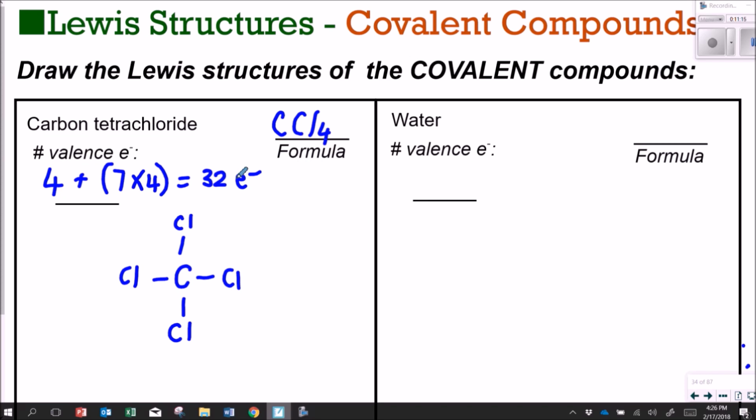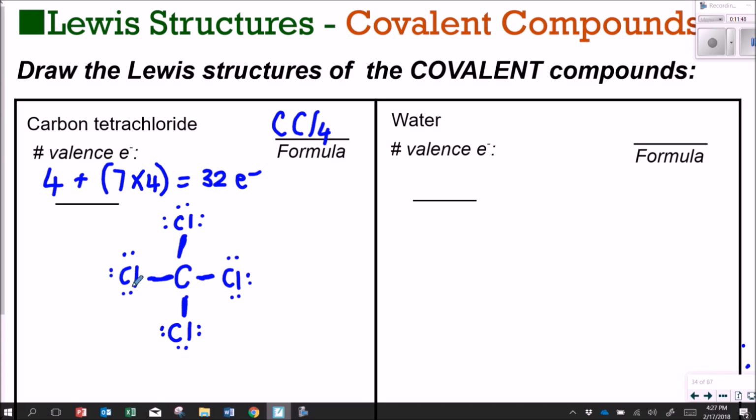Now I give an octet to all the peripheral atoms. Chlorine already has 2 in the bonded area, 3, 4, 5, 6, 7, 8. Notice that I'm putting the electrons in pairs every time. I do the same for the other chlorines: 2 in the bonded area, 3, 4, 5, 6, 7, 8.